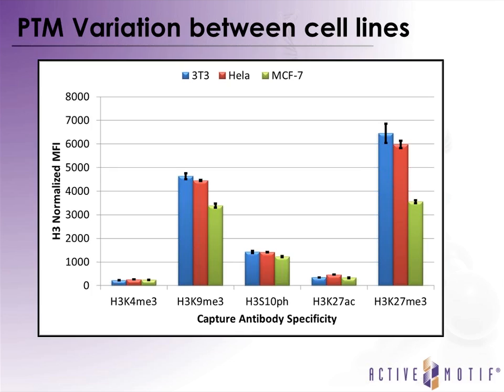And this is in part due to differences in antibody avidity, but it is also due to the abundance of these marks in a cell. Lysine 9 and 27 are far more prevalent in a cell than 27 acetylation or lysine 4-trimethylation. To further illustrate that these marks differ between cell lines, if you just look at trimethyllysine 27, you see that in MCF7 cells, there is less of that mark present relative to mouse 3T3 or human HeLa cells.